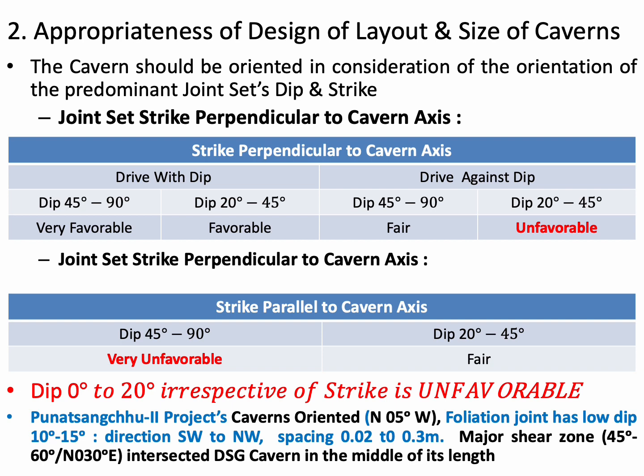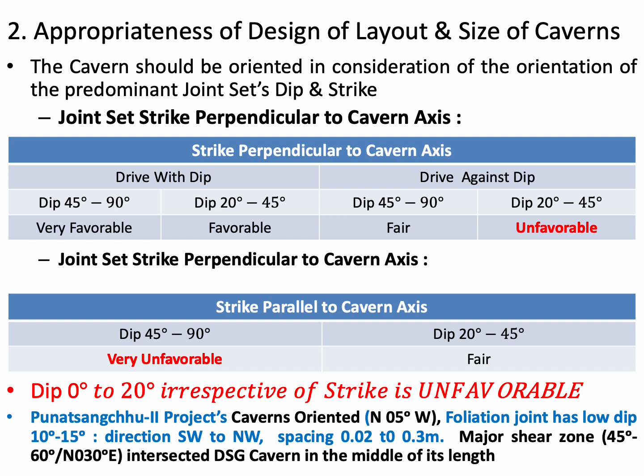Then if the dip is 45 degree to 90 degree and the drive is along the dip direction, that is, the dip of the joint set that strikes perpendicular to the cavern axis, having a drive in the direction of dip, and if the dip of the joint is 45 degree to 90 degree, it is favorable. And if the dip is 20 degree to 45 degree, still it is favorable.